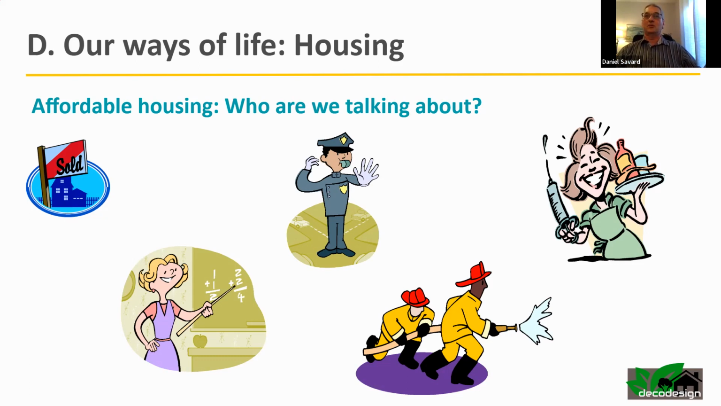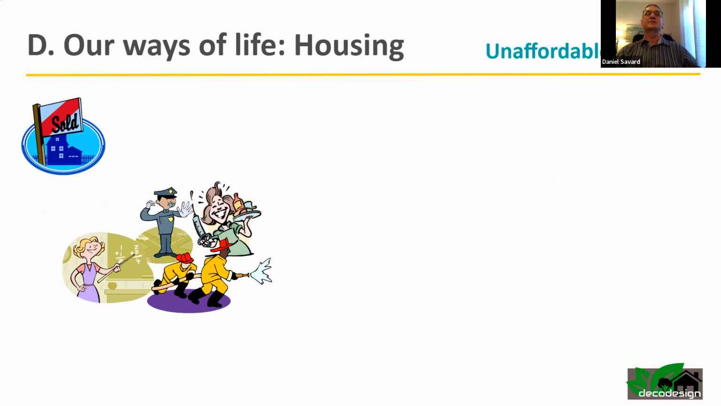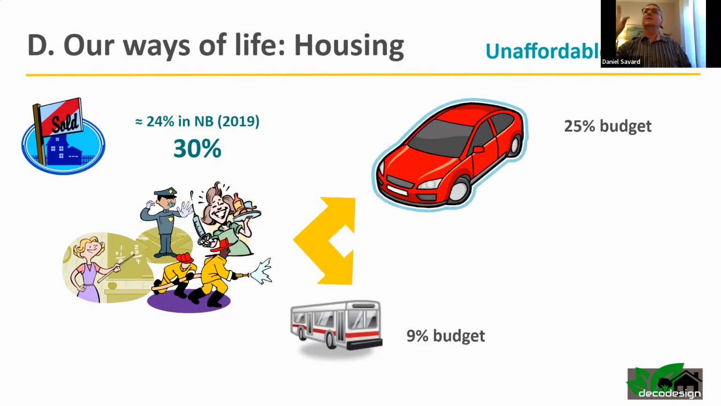These people are not rich, but they have a certain salary. And CMHC is telling us that we should never spend more than 30% of our income on shelter. And by the way, in 2019 in New Brunswick, people were spending 24% on average, okay? But it has increased to another level these days. But that was before the pandemic. Now, cars represent roughly in Canada about 25% of the family budget, or if you use the transit system, it's going to be 9% of your budget.